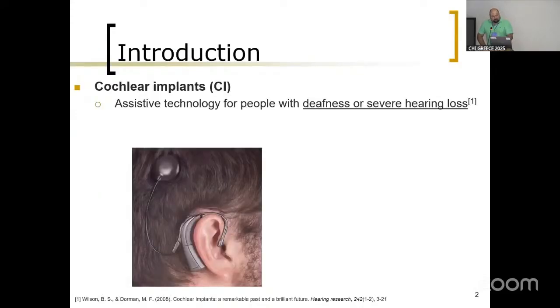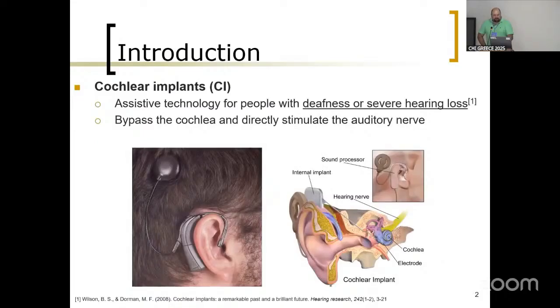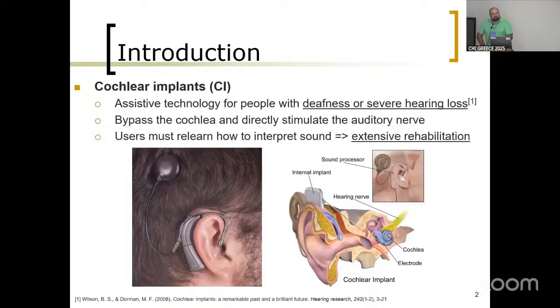Brief introduction. Cochlear implants, or I will use CI for being brief, are assistive technology for people with deafness or severe hearing loss. You can see an example in this picture on the bottom. It basically bypasses the cochlea and directly stimulates the auditory nerve, which means you need to relearn how to hear speech or whatever noise or whatever else. I won't go into much depth about this, but it requires extensive rehabilitation after the surgery.